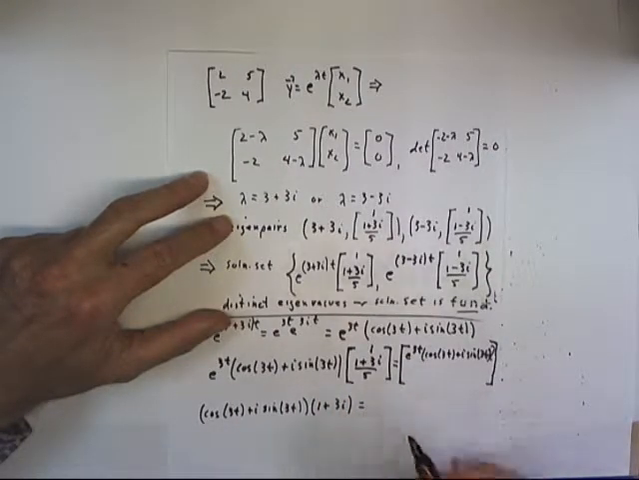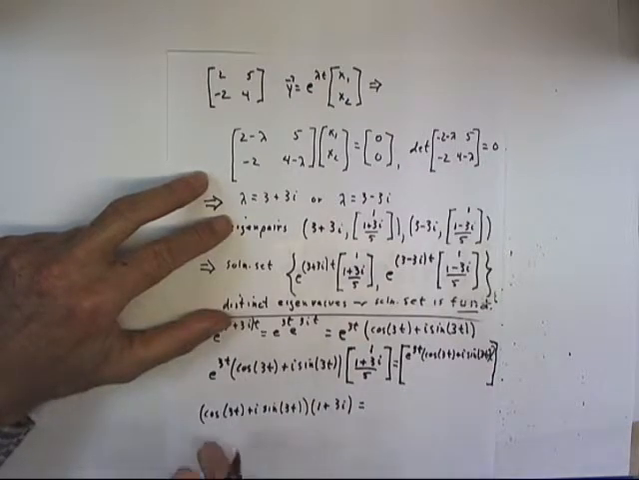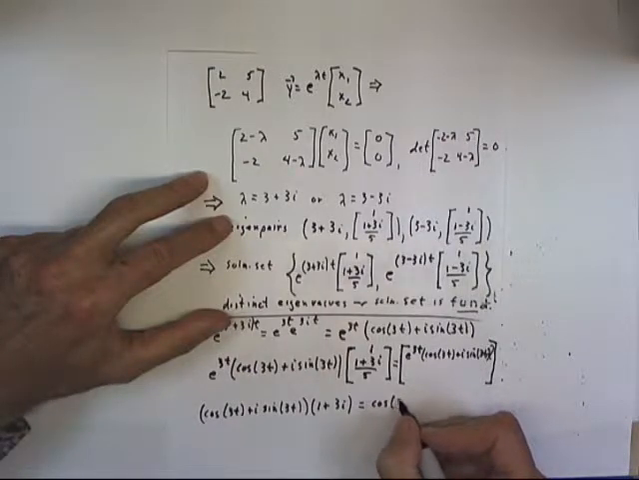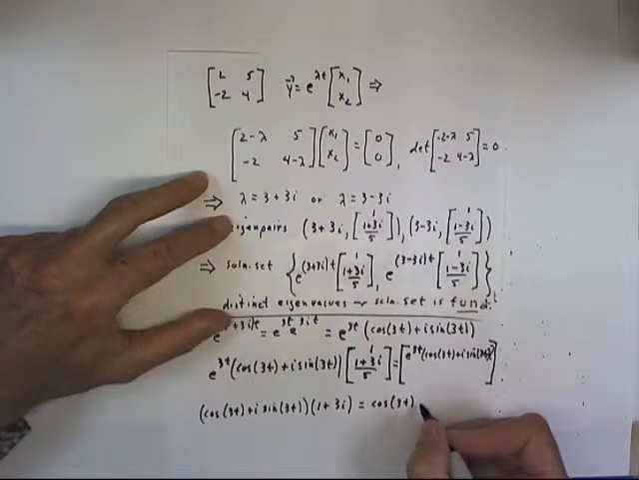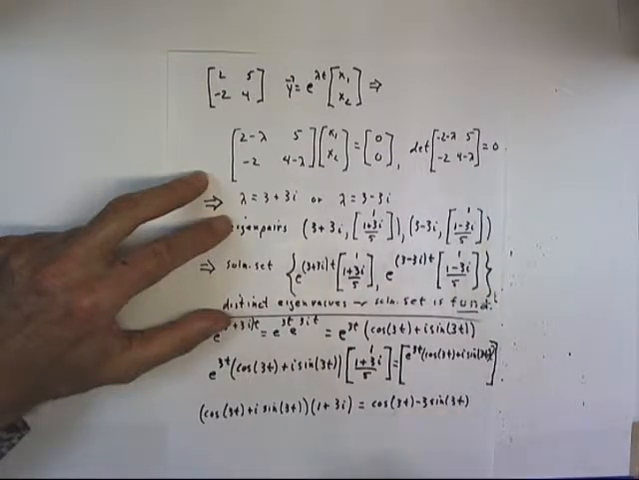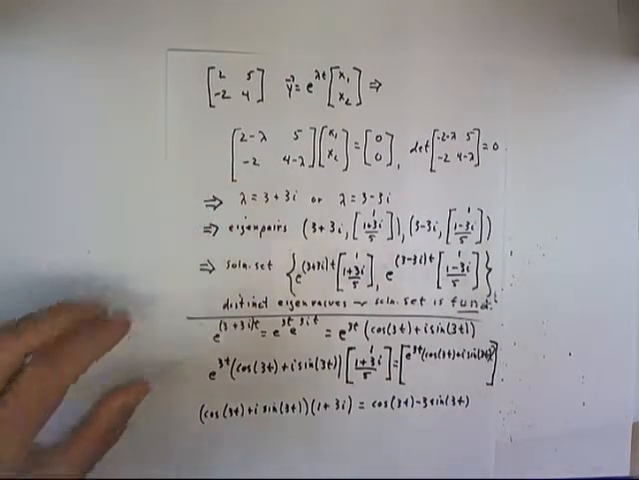So this is equal to what? It's cosine of 3t times 1, plus i sine of 3t times 3i. That's going to give us negative 3 times the sine of 3t. So we have cosine of 3t, write this out carefully, minus 3 sine of 3t. And this is the real part of our solution.